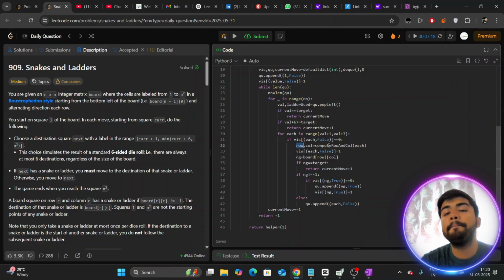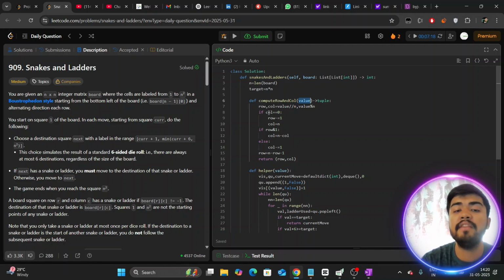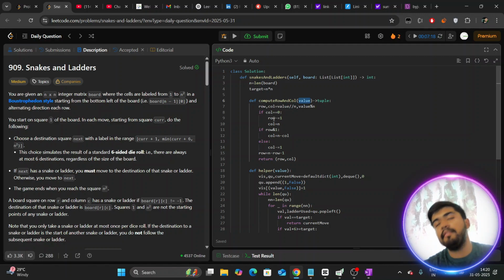So my compute row and col, I will make a call to that compute row and col function. It is doing the same thing that we have just written in our OneNote. It will take a value, and it computes my row and col with value integer division, value modular division. If column comes to be 0, then decrease your row by 1 and set your column to be n. Then it is going forward or backward. If it is backward, if it is odd, then it is backward, so you consider your column to be n-1.